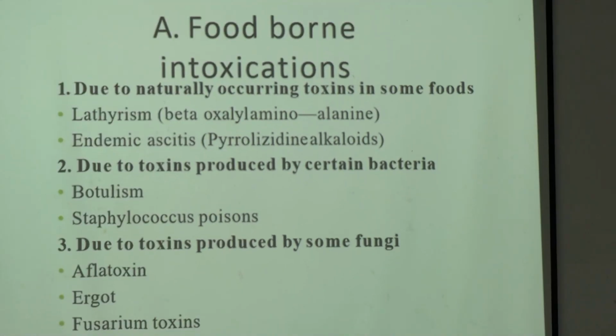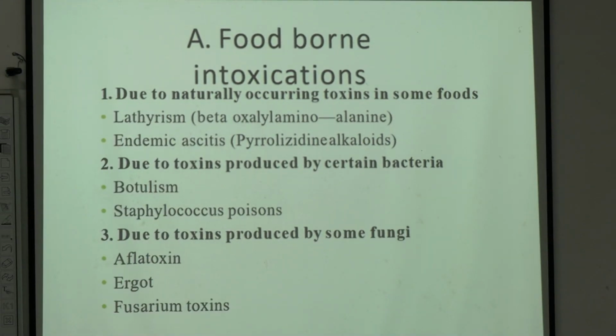Then the last part of the discussion, which is not there actually in the syllabus, but with the topic allotted to me, often comes in this: foodborne intoxicants. So you have two important intoxicants, lathyrism and endemic ascites. Then you have botulism and staph poisons due to toxins produced by bacteria. And due to toxins produced by some fungi, you have aflatoxin, ergot and fusarium toxins. So these are the foodborne intoxicants. A common question is asked from here.